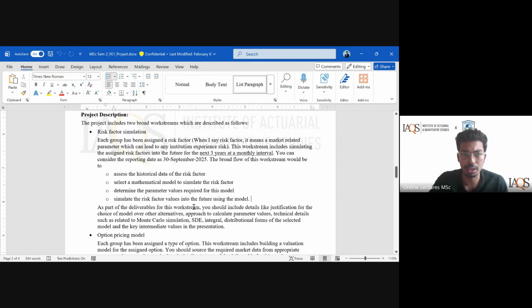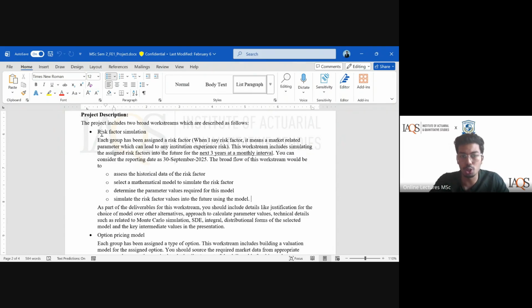Any doubts in the first part? The final outcome, as I said, should include graphs. Include that simulation graph wherein you put all the different simulations. Put in a graph of your historical data, how your historical data is moving. And whatever you do, put justifications. For example, in order to select a model, you will perform some analysis to reject other models. Put that analysis as to how you arrive at that final model.